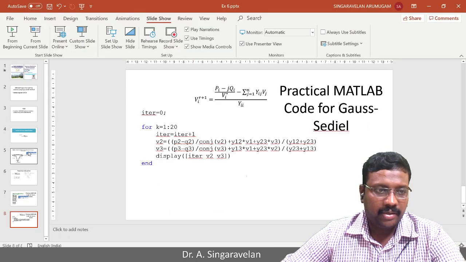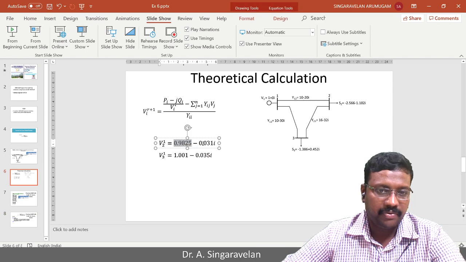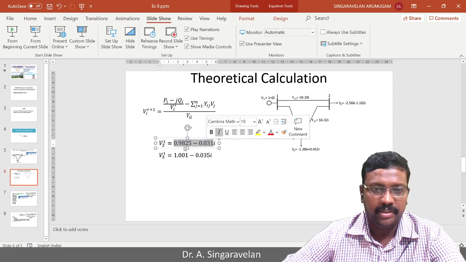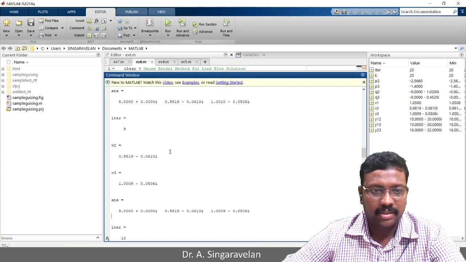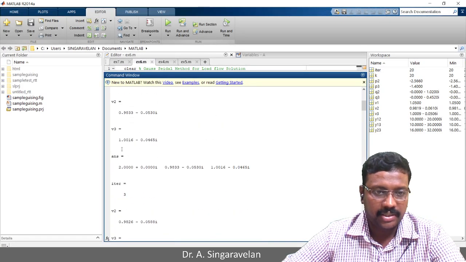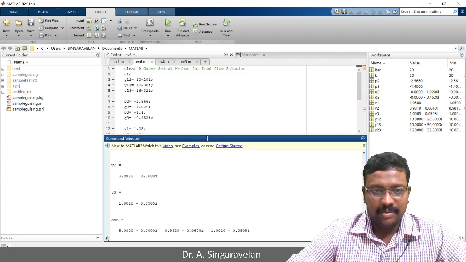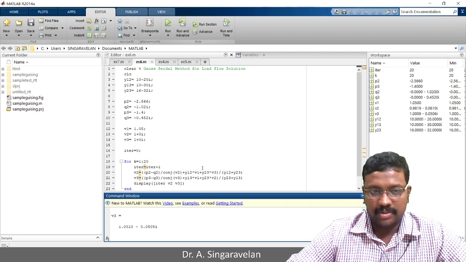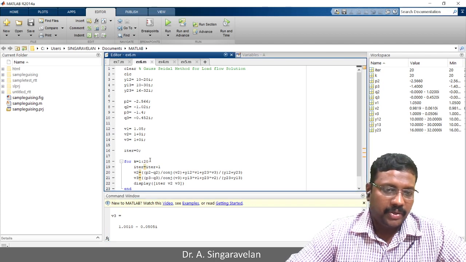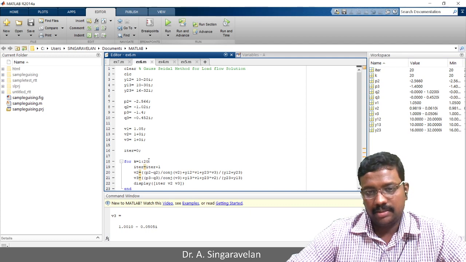In the calculation, in the first iteration itself we got 0.9825 minus 0.031. Let's check what the value is in the first iteration here also. Here it is nearly the same, only the angle is a little different. By this we can decrease or increase our iteration count depending upon the convergence. You need to take care: if the iterations are more, then memory consumption is also high, and it will take more time to solve the problem.